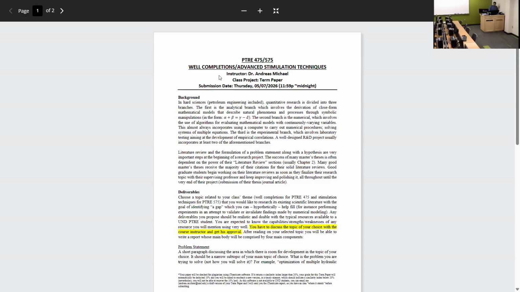A well-designed research and development project usually incorporates at least two of the aforementioned branches. Most of the students, when you hear them talking about their projects, and if the projects are good, solid projects... there are bad students, there are bad professors, there is everywhere this thing. But I'm not saying that every project that you will hear is like this, but the best projects use at least two of those branches.